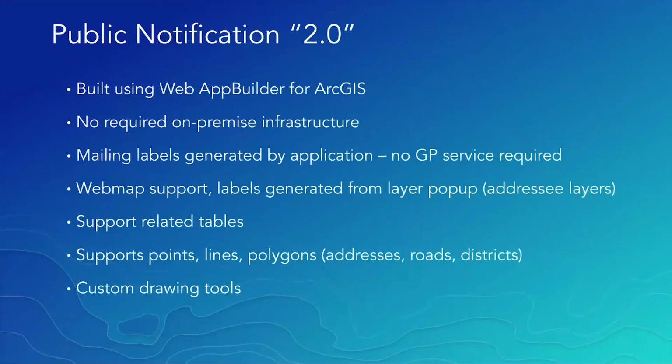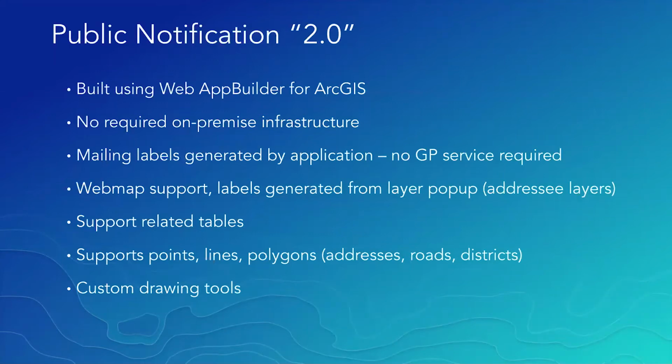So what we've done with our new version, which is still called public notification, and you can see here I've dubbed it 2.0, is a web application using Web AppBuilder for ArcGIS. It doesn't really require any on-premise infrastructure. You can fully host the application. It creates mailing labels just like the old one, but it doesn't require a GP service. What's really nice about this app is it's very lightweight, and you can deploy it without having a GP service or any kind of on-premise server architecture. It also supports web maps fully.